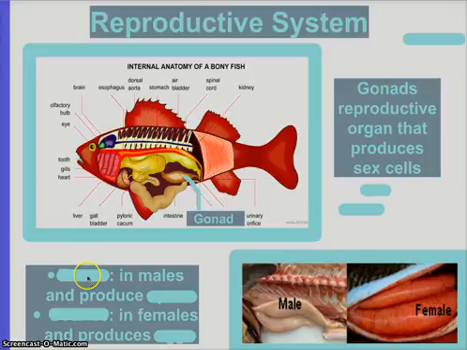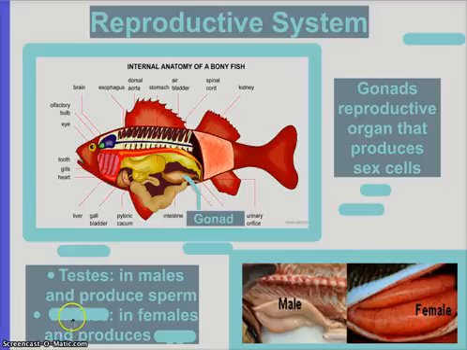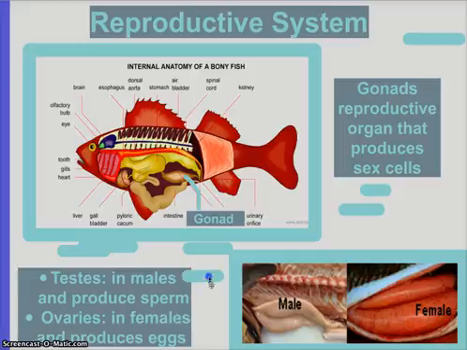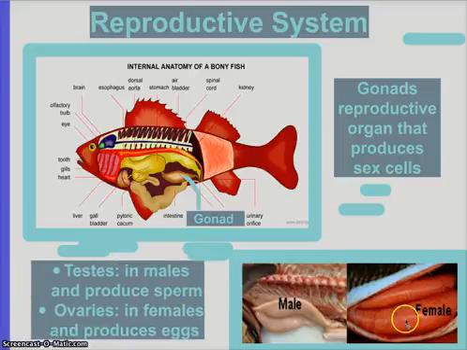before we start. And then in males, you have testes, which produce what? Sperm. And in females, you have ovaries, which produce eggs. Good. And there is a picture of the difference between male and female reproductive organs, and you're going to see that most of our fish are females for some odd reason.